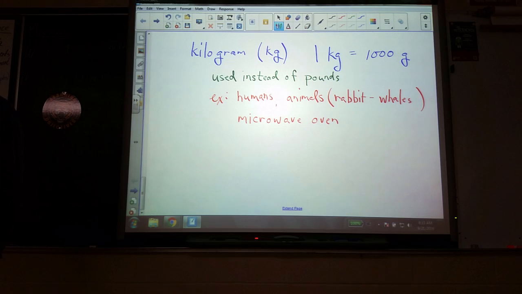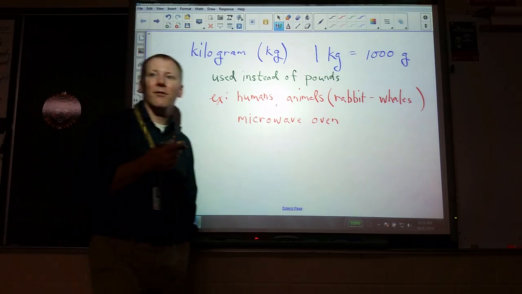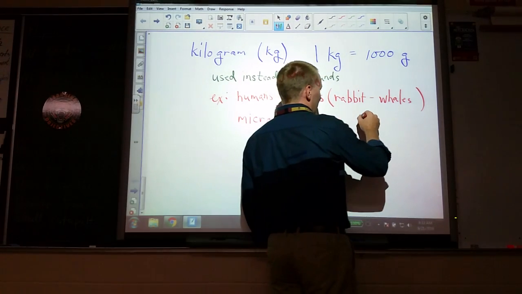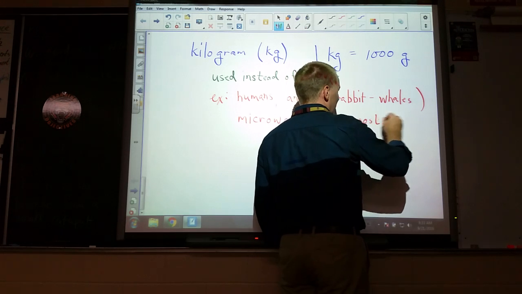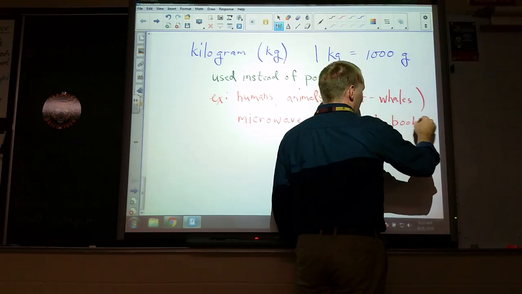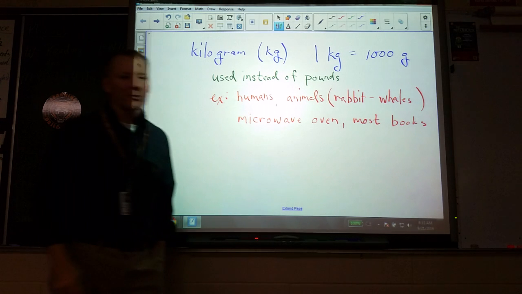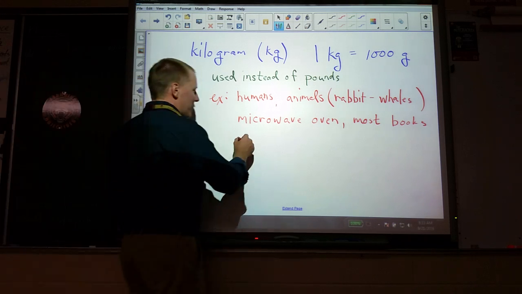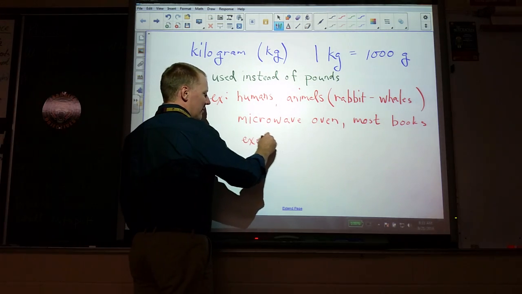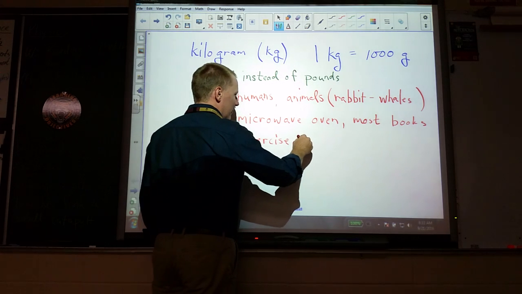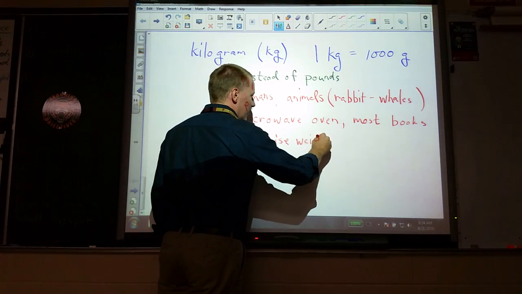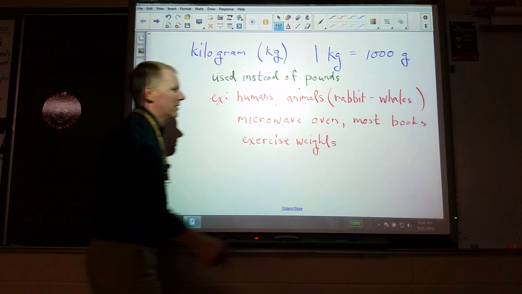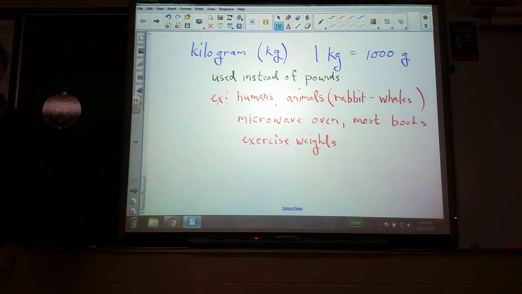So you get the idea. Books would often be kilograms. Most books. Very thin children's books, that'd be grams. Weights, like, you bet. Exercise weights, I'll call it. Okay, good.